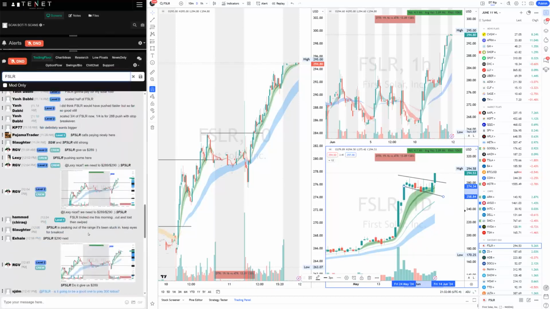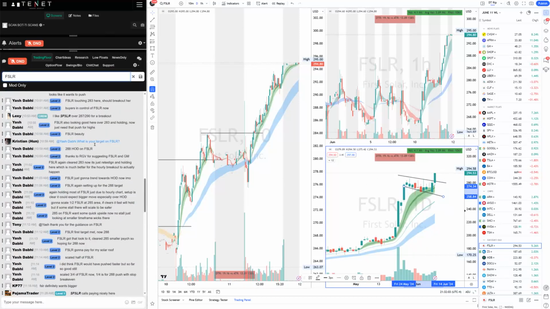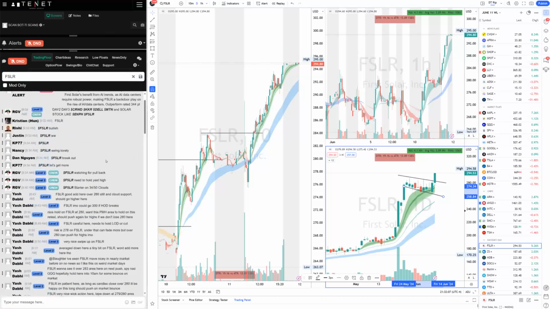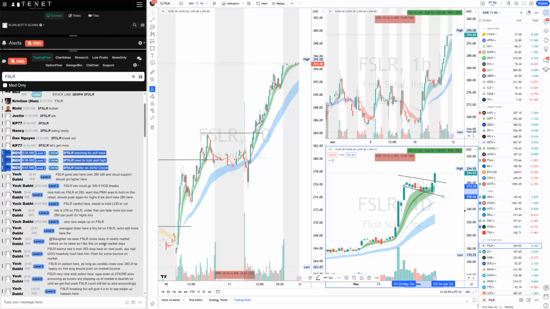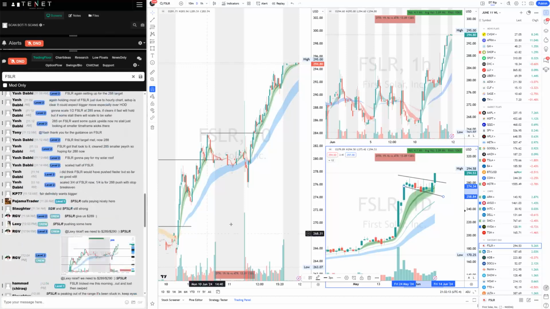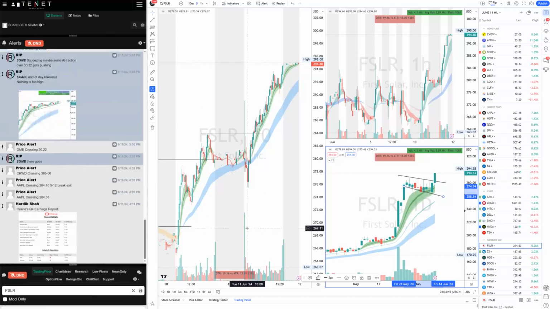So you see the whole community was trading First Solar. Yash was on top of First Solar. Lexi was on top of it. RGB was on top of it. So there were really, really good trades in the community on this setup. So it's all about opportunities, right? Watching the setups. All right, next one we want to look at is another of our game plan earnings plays.